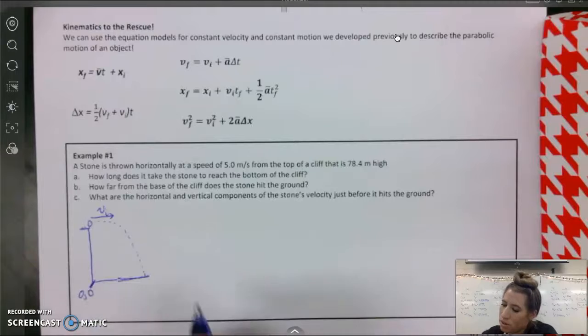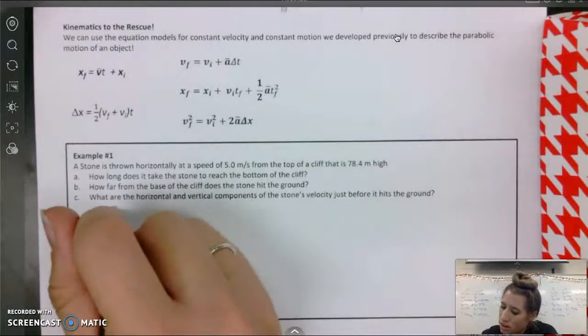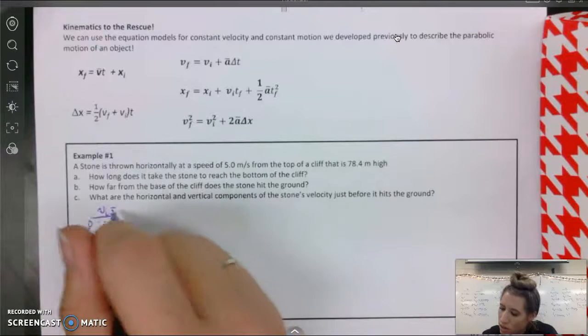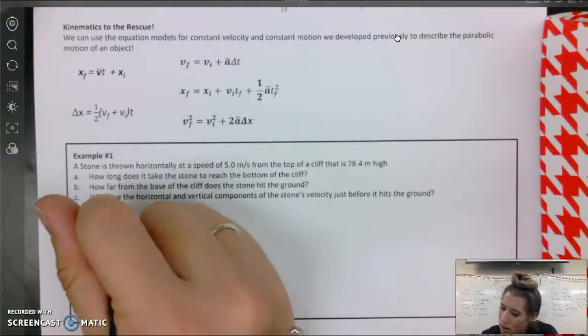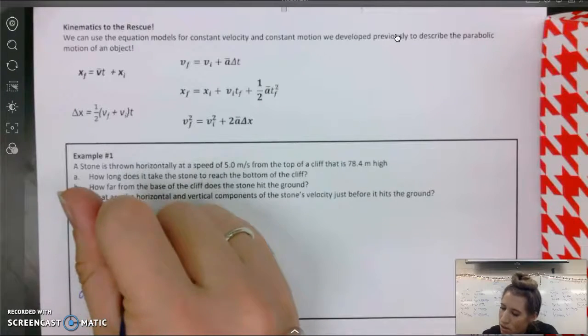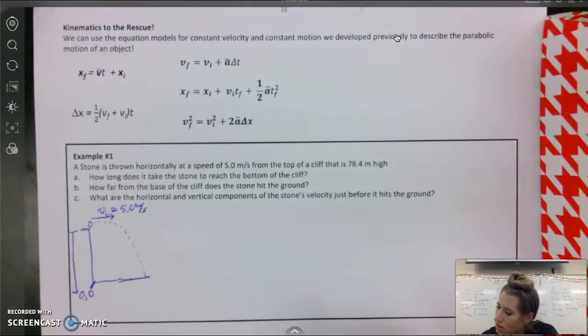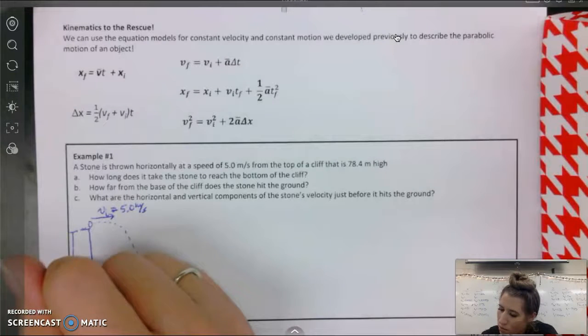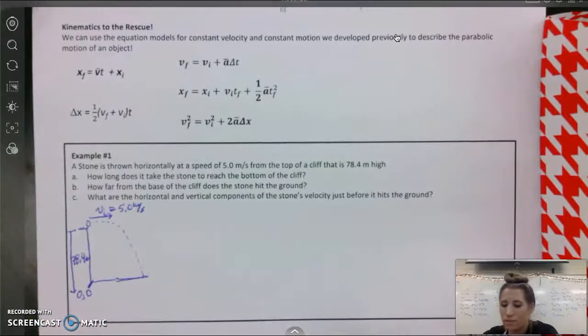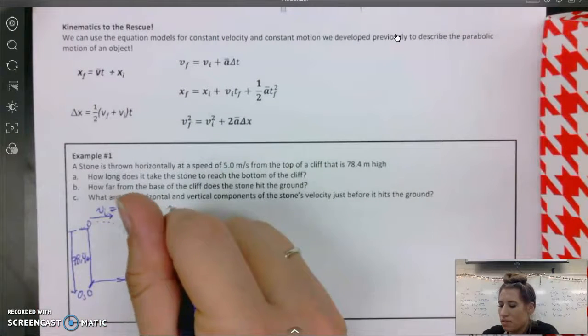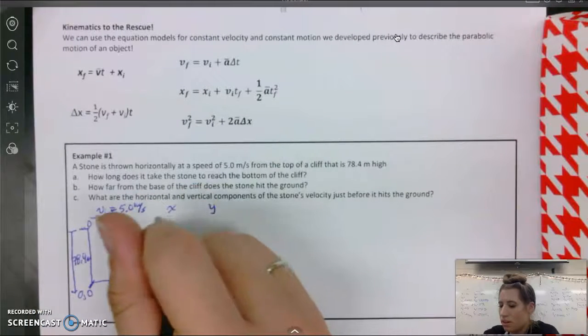I've established an origin. The question says that the initial velocity is horizontal, so all in the x, and it's 5 meters per second. And the height of this cliff is 78.4 meters. Okay. Now we're going to make the same list that we've been working with for a while.